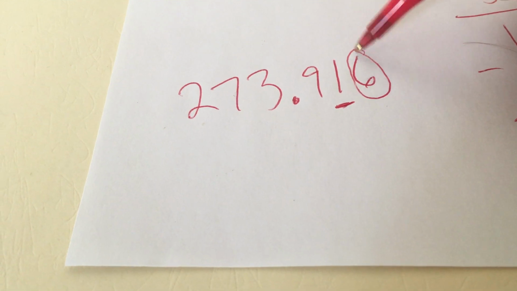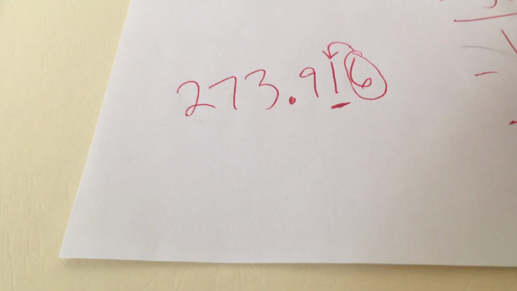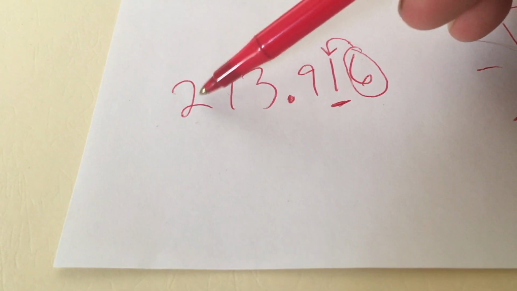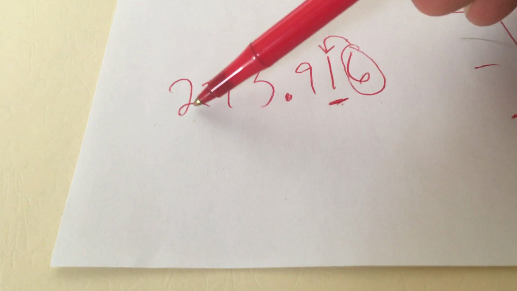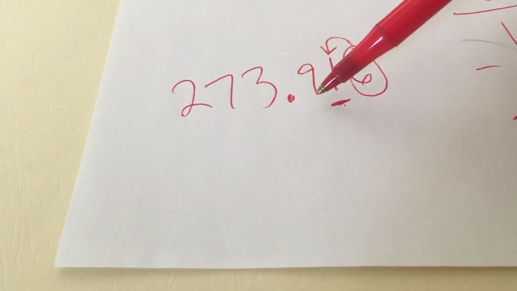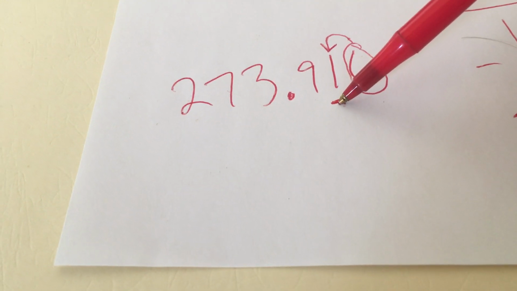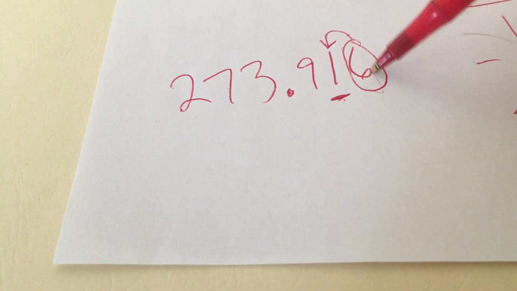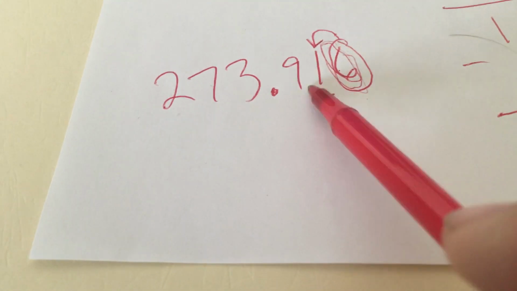If it's 5 or more, that means that this is going to round up to the next number. Because we're basically seeing, is the answer closer to 273 and 91 hundredths, or is it closer to 273 and 92 hundredths, right? Which hundredth is it closer to? This one that it's at or the next one? And since this is more than 5, that means it's more than halfway towards the next hundredth.